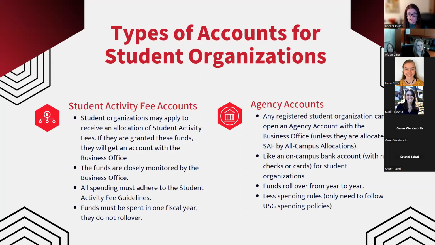On the other side of this is agency accounts. So looks a little bit different. Any registered student organization can open an agency account through the business office unless you're allocated student activity fee funds by all campus allocations. So note that this is different from the student activity fee process entirely. This account is like an on-campus bank account, right? So there's no checks or cards necessarily, but it's like you having funds on campus to access directly.